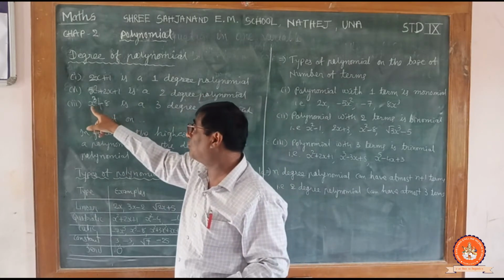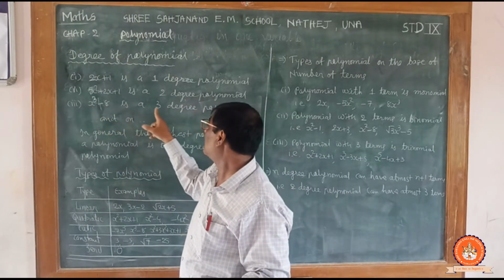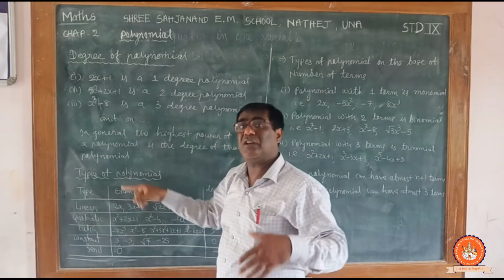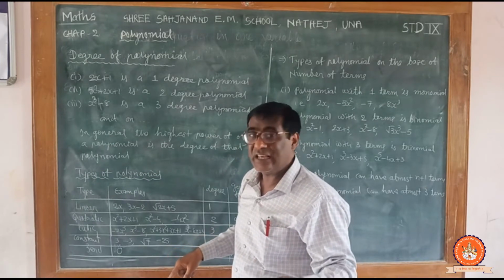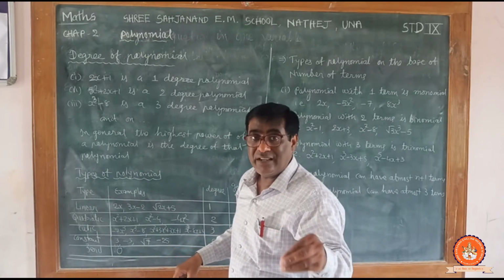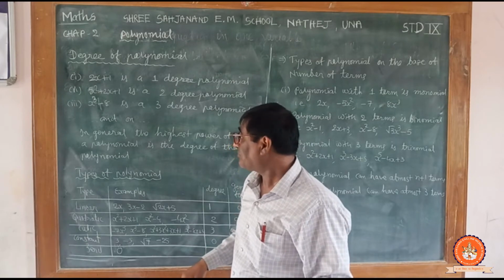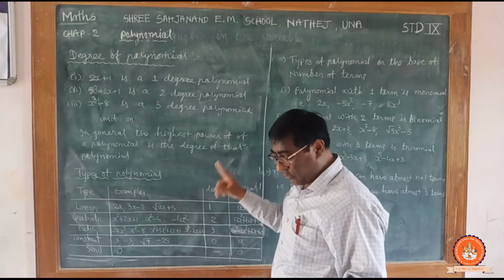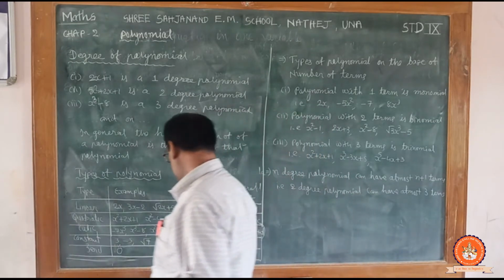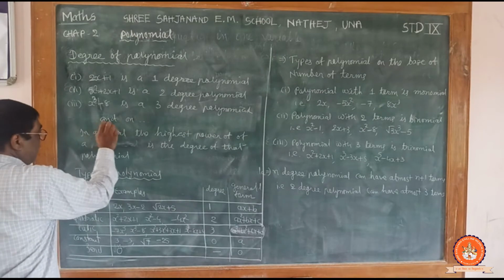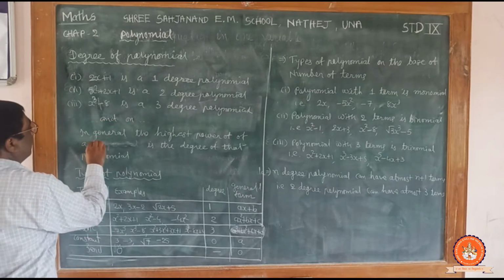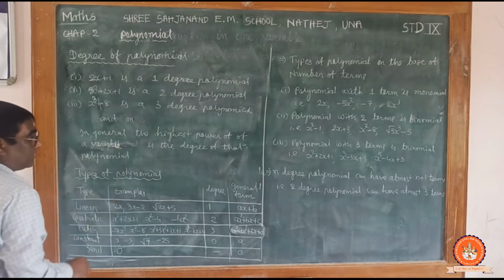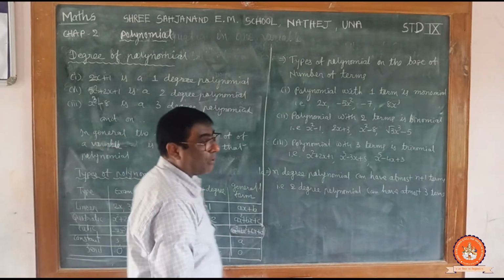Look at it. x cube minus 8 is a 3 degree polynomial, and so on. There can be a 4 degree polynomial, 5 degree polynomial, 6 degree polynomial. There can be an infinite number of degrees for a polynomial. So in general, the highest power of a variable is the degree of that polynomial.